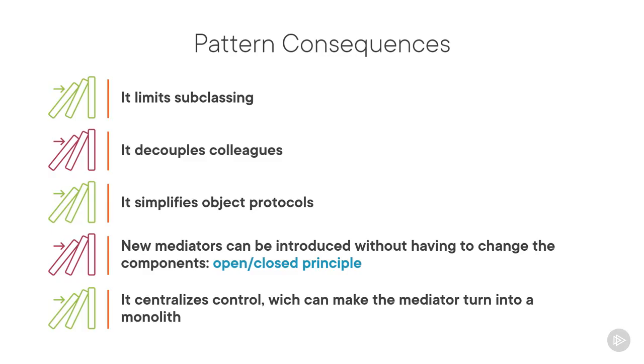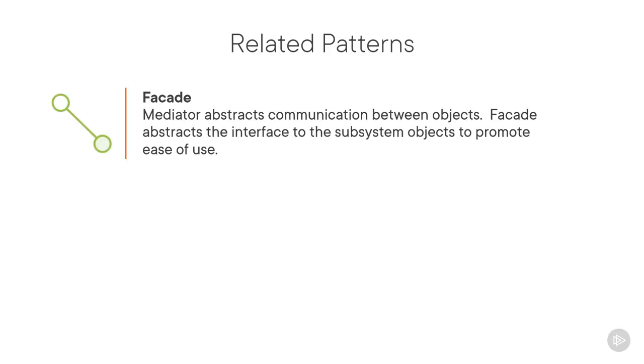Before we go to the summary, let's check out the related patterns. The first related pattern is a structural one, the facade pattern. Both mediator and facade organize collaboration between a lot of normally tightly coupled classes. But there are differences. Mediator, like facade, abstracts functionality of existing classes. But it's not the same. The purpose of the mediator is abstracting communication between objects, often centralizing functionality that doesn't belong in those objects. Facade, on the other hand, simply abstracts the interface to the subsystem objects to promote ease of use.